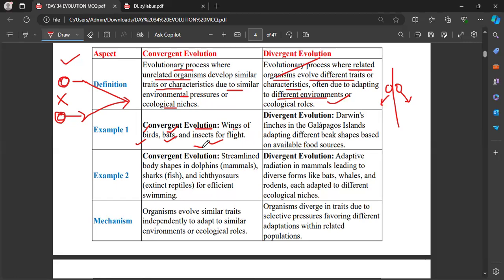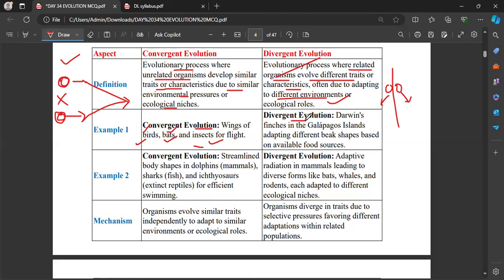Though they are from different backgrounds, they are acquiring similar characteristic features. More specifically, rather than just similar characteristic features, they are using that particular structure for the same purpose. Okay, bats use wings to fly, birds also the same, insects also the same. They are using that particular structure for the same function. That is exactly what convergent evolution is.